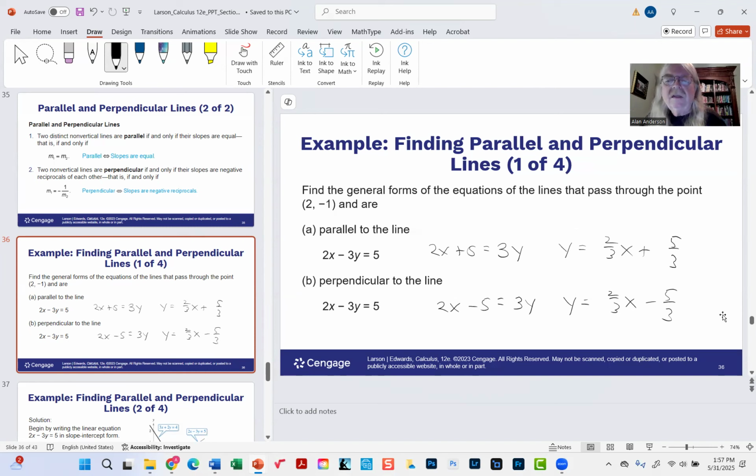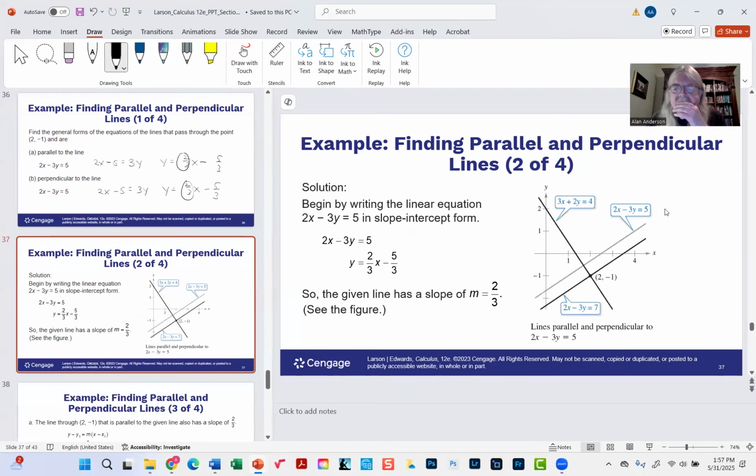Wait a minute, something's not right. No, this one is wrong. Sorry, this one is negative. They're both the same line. I'm not sure what they're getting at here, but whatever they're looking for, they'll have a slope. This line will have a slope of 2/3. Whatever line they're looking for here will have a slope of -3/2. That's the only way they can be perpendicular to each other.